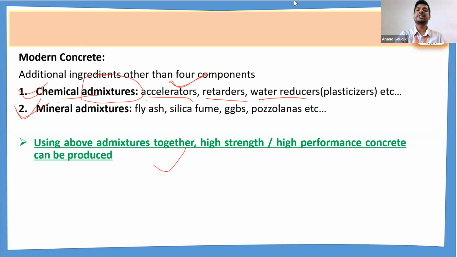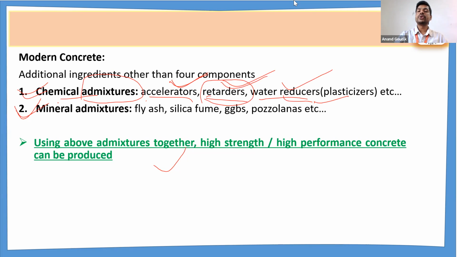The next chemical admixture is retarders. These retarders are going to slow down the process. Whatever process I am talking about, I will tell you in the next lecture. But here, whatever reaction is happening in the concrete after adding the water will be slowed down. That is retarders. And the next one, water reducers. Here we reduce the water content by adding this particular chemical, the water reducer.